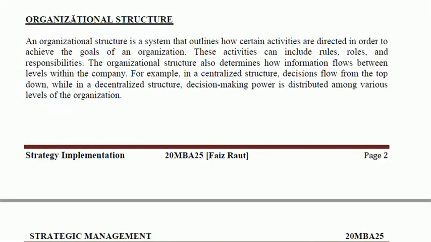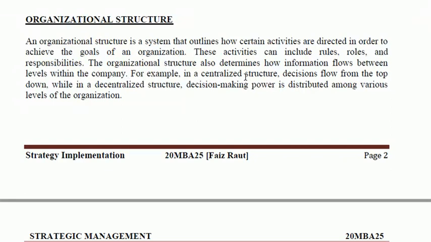Okay, so to begin with the organizational structure. An organizational structure is a system that outlines how certain activities are directed in order to achieve the goals of the organization. These activities include rules, roles, and responsibilities. The organizational structure also determines how information flows between different levels within the company.